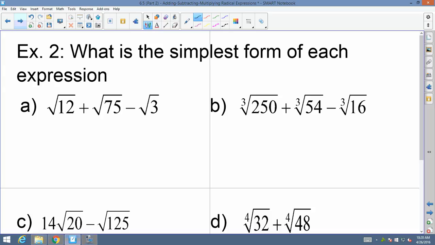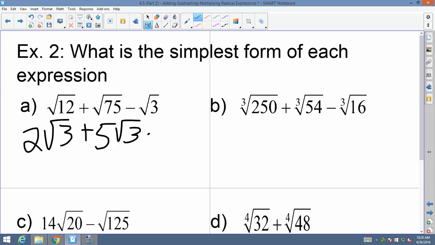So I got square root of 12. 12 is 4 times 3, right? So doesn't that 12 really become 2 times the square root of 3? Plus square root of 75, that's 25 times 3. So doesn't that become 5 square root of 3? And then I've got minus square root of 3. So now I have the same radicand, same indexes. Let's add them together. 2 square roots of 3 plus 5 square roots of 3 minus 1 square root of 3 is 6 square roots of 3. Very good. Excellent, gentlemen. Great job.